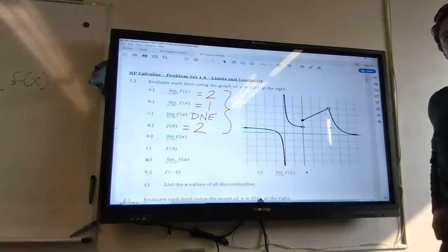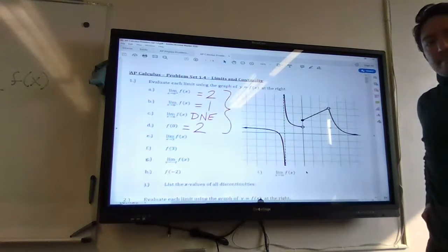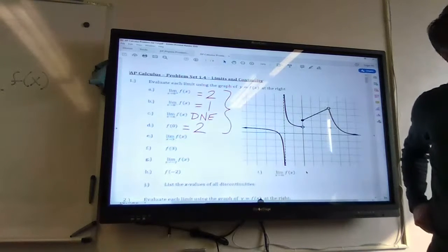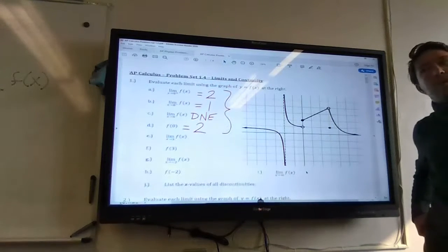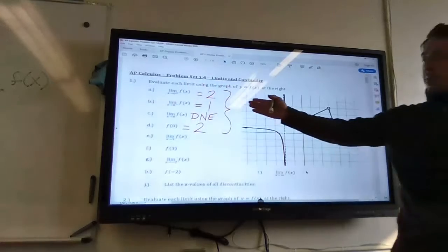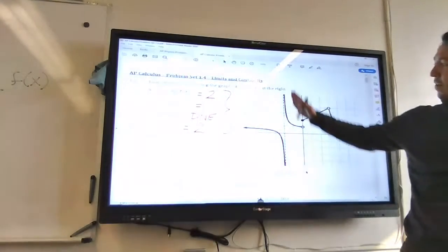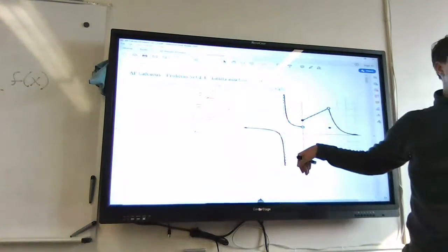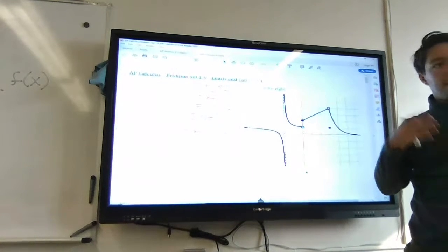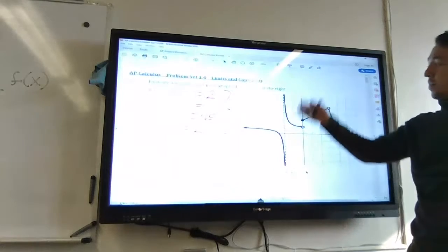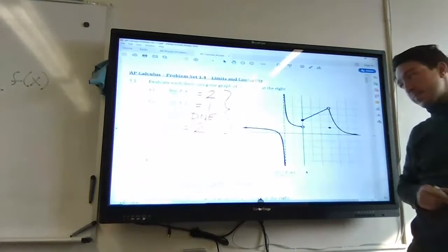What's the other way a limit cannot exist? Anyone? Yeah, so a limit is usually a number. So if the function's approaching infinity or negative infinity, then those aren't numbers, so the limit doesn't exist there. So it's something like a vertical asymptote, the limit won't exist.